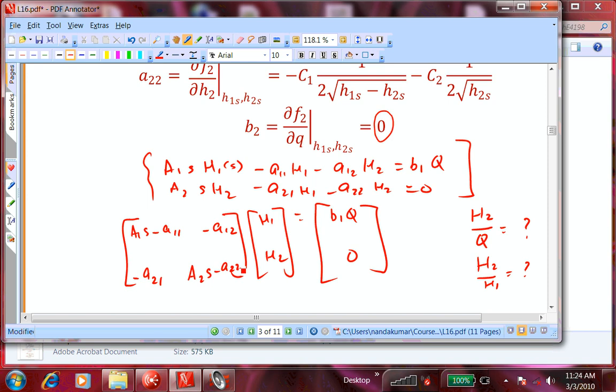So this is the part we need to program next, because we have found out what these coefficients are, A11, A12, B1. We know all of them. The unknown is H1 and H2. We need to solve for these. We're solving these two equations simultaneously. Any questions on that? Because I'm going to flip to the PC to show you how to program that part. So we have all the coefficients that we need.